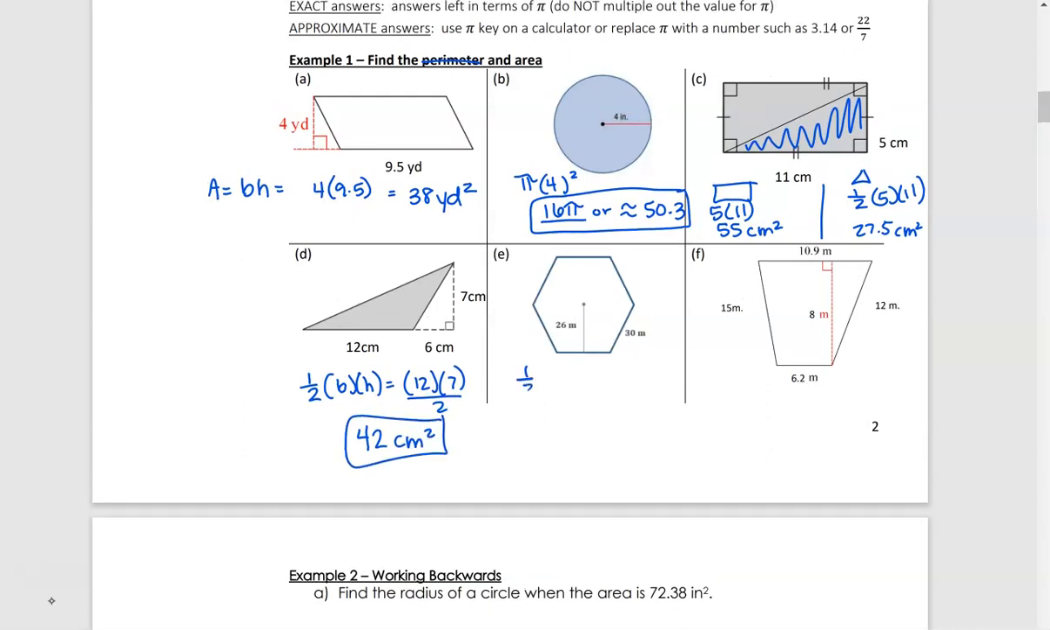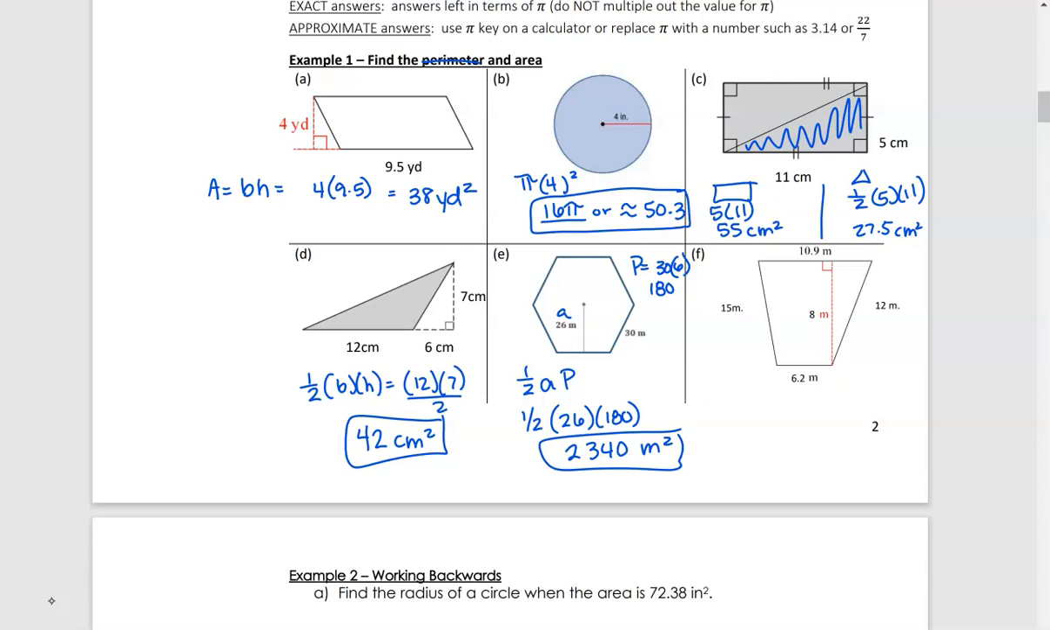So here we have our 1/2 a times p, a for apothem, which in this case is 26, and then we need to find the perimeter. So perimeter is going to be 30 times the number of sides that we have, which it looks like is 6. So 30 times 6 is going to give us a perimeter of 180. So it's going to be 1/2 times 26 times 180, and then we get an answer of 2,340 meters squared.